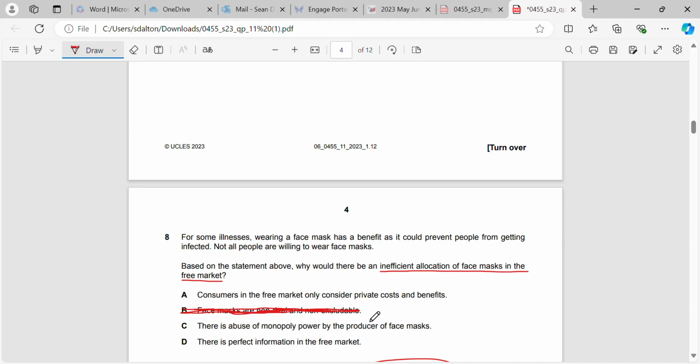So, first of all, they would not even be provided in a free market if they were a public good. There's an abuse of monopoly power by the producers of face masks, or there's imperfect information in the market.